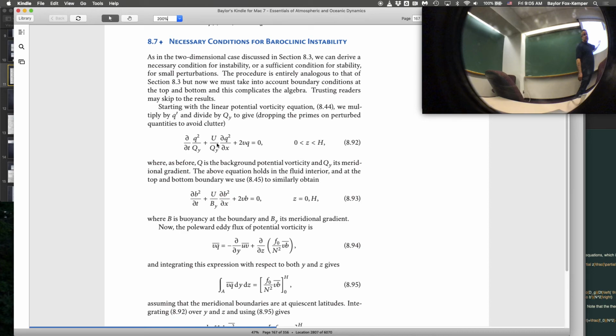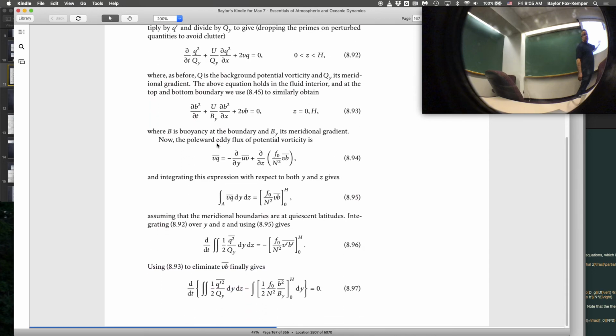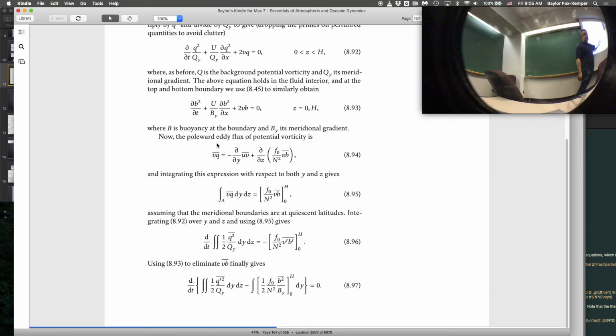And then when you go through, you're basically following the same machinery to get to a statement that looks like this, but you have a sum over the 2 layers. So then the PV either has to be a different sign in the upper layer and the lower layer, or the interface piece that comes in there gives you a contribution. I have a question about 8.94. I don't understand where this comes from.